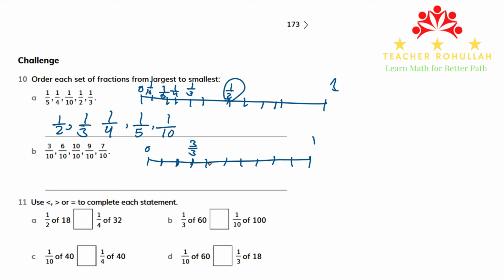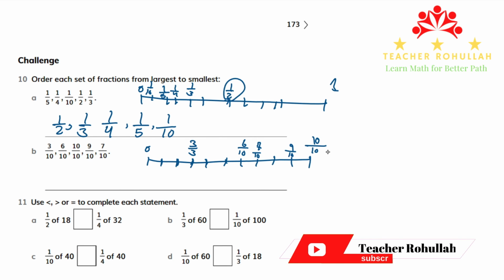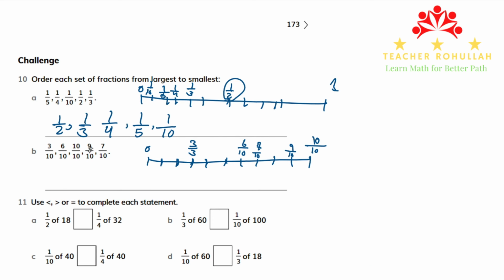Then we have 6/10. So 4/10, 5/10, 6/10. 6/10 is here. 7/10 is here. Then 9/10 is here. And this one is 10/10, which shows the whole part of something. So in this case, the largest one is 10/10.